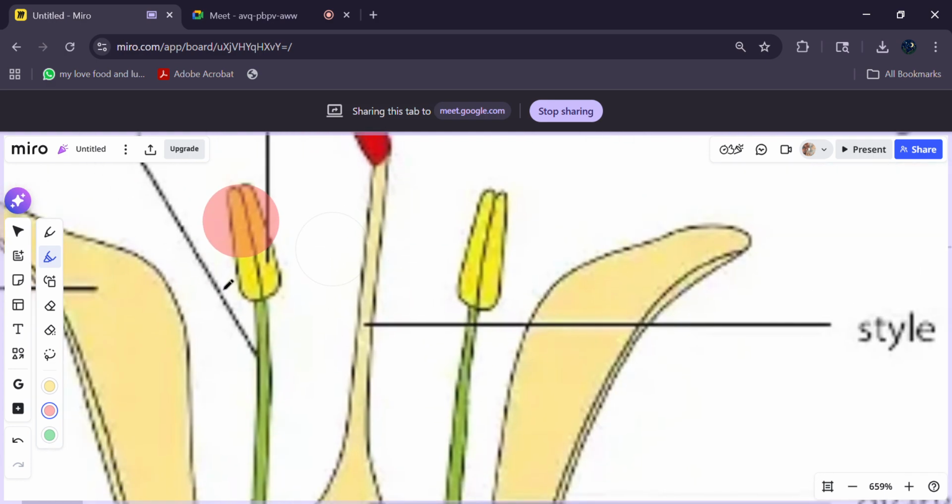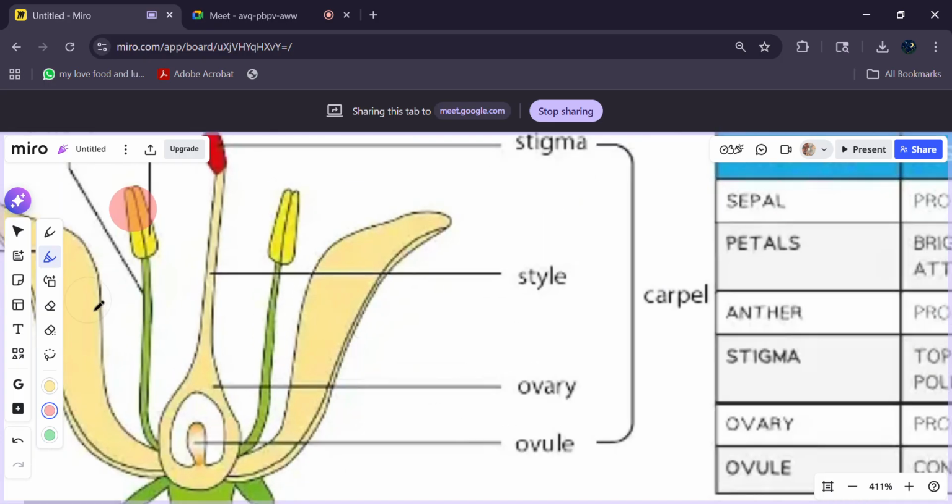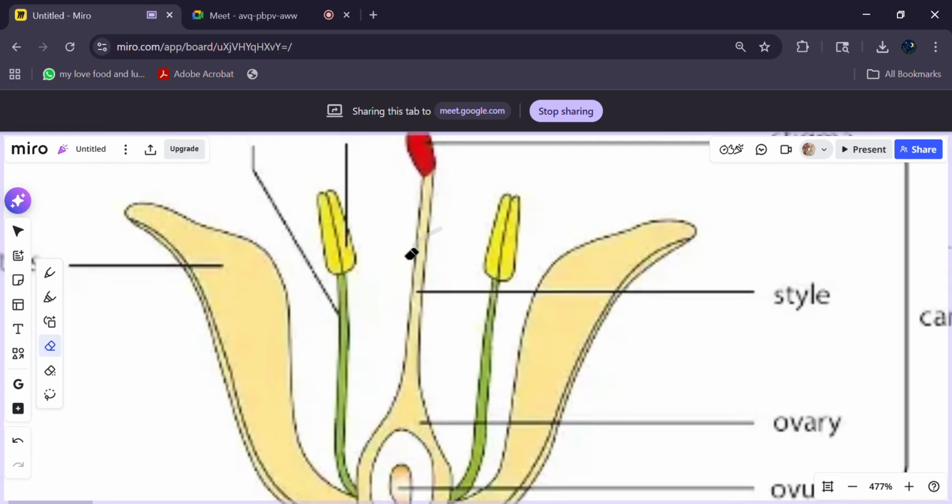Now the anther consists of two lobes, as you can see in this image. Wait, let me zoom in. In this image, there are two lobes. Each lobe contains two pollen sacs.